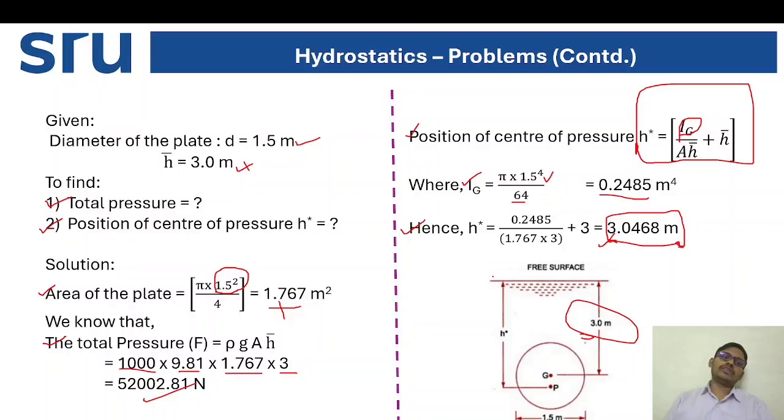So diameter of the plate D is equal to 1.5 meters and h bar equal to 3 meters, and the area is equal to pi by 4 d square, that is pi by 4 into 1.5 square, and force is rho g A into h bar, that is 1000 into 9.81 into 1.767 into 3.